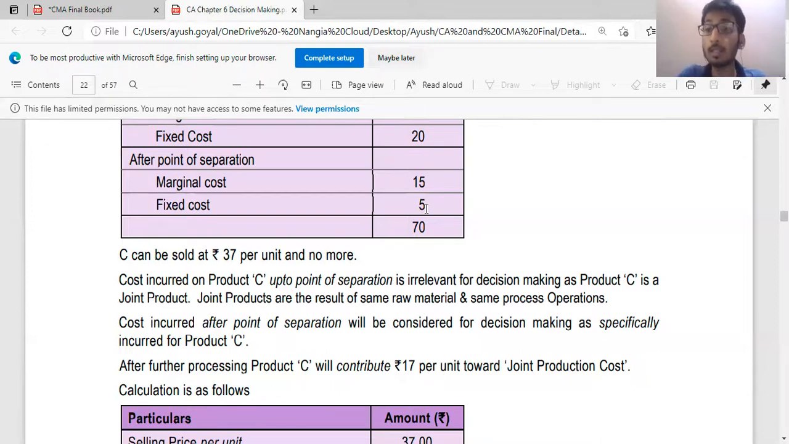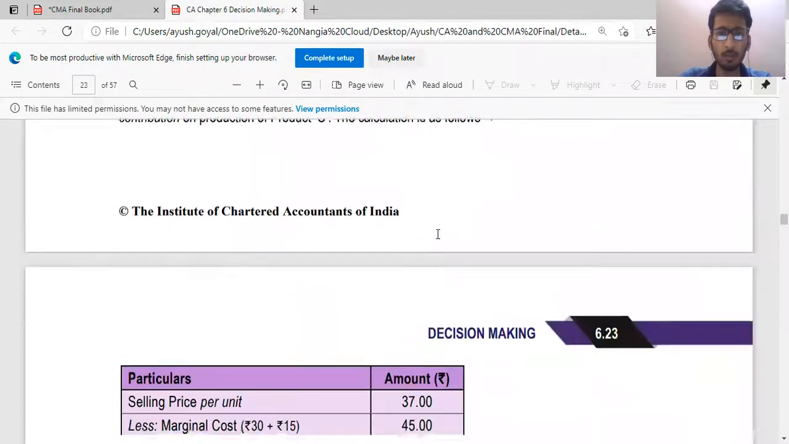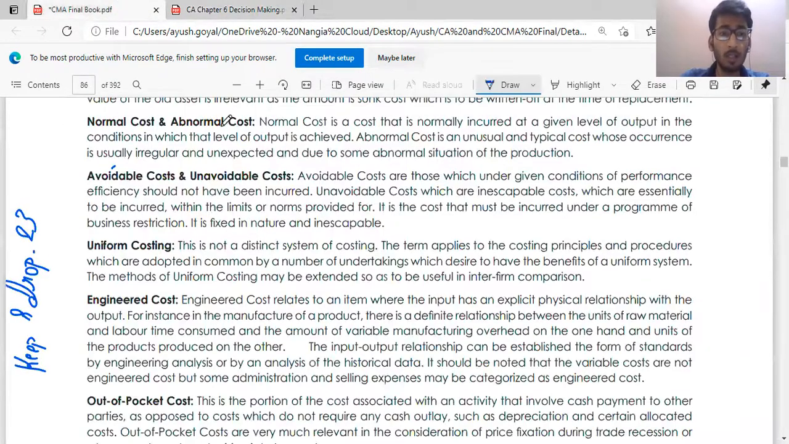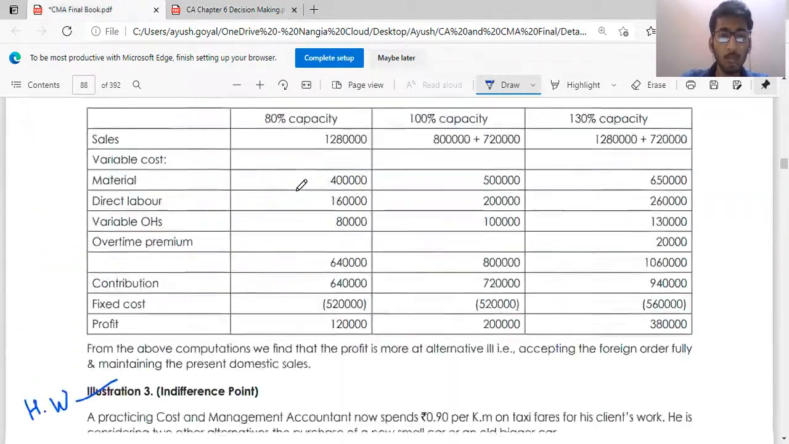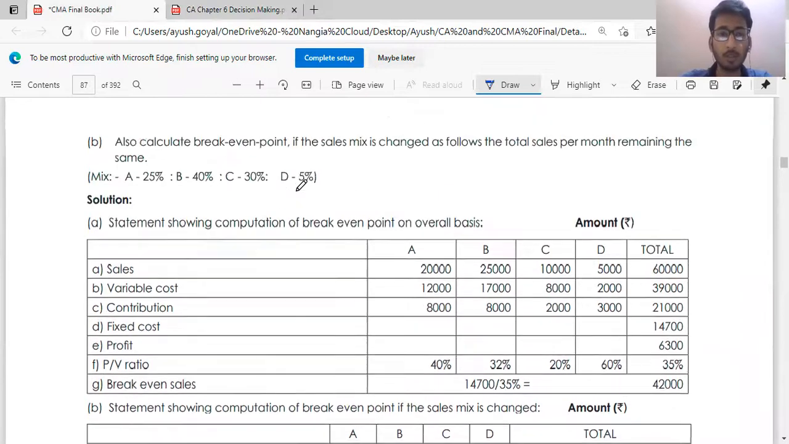So I'm assuming this is not an apportioned cost. If it is not an apportioned cost, it would be taken into consideration. It would be considered a relevant cost. But if it is an apportioned cost, it would be irrelevant. So it would be relevant if it is not apportioned, and irrelevant if it is apportioned. I hope you understood the things. Everything is given here; it's just for understanding purposes. Other than that, if I see the CMA final book, I'm not able to find any questions related to this sell or further processing decision.